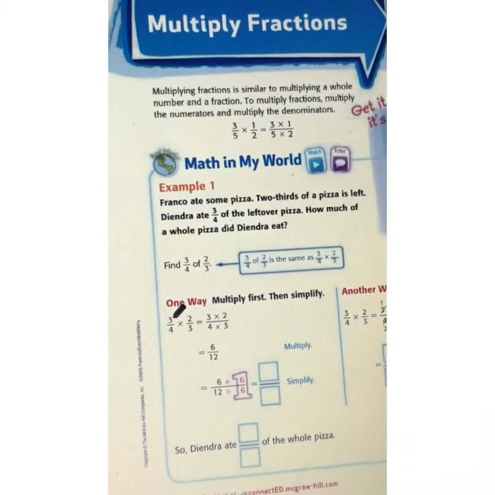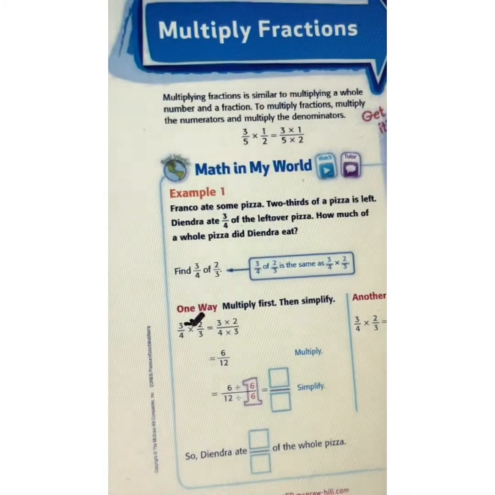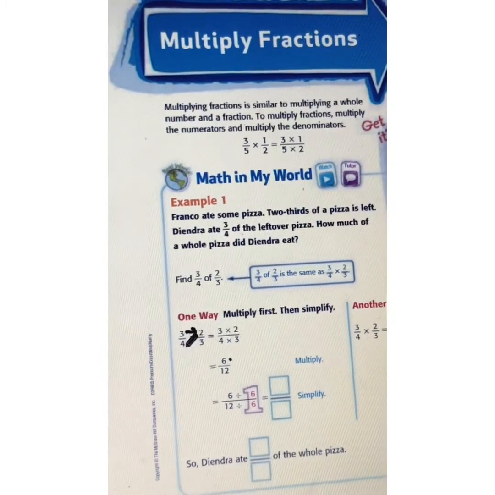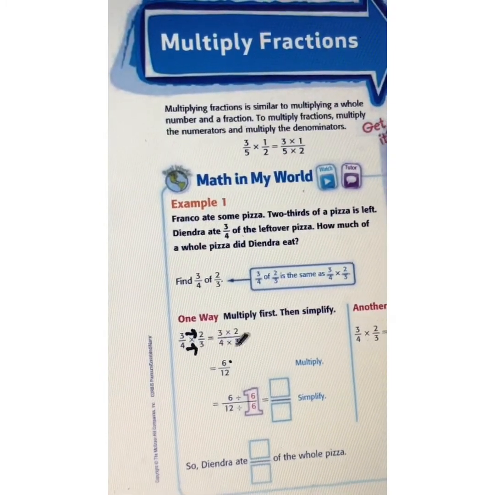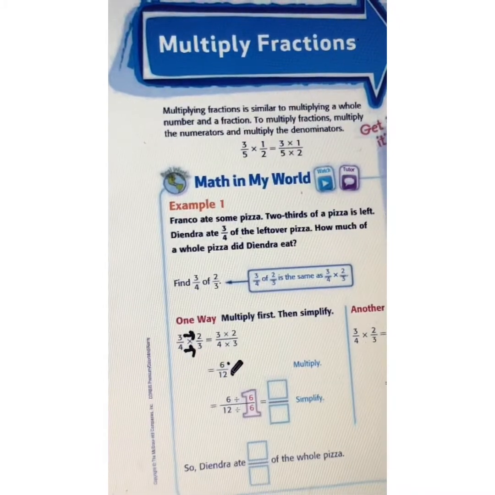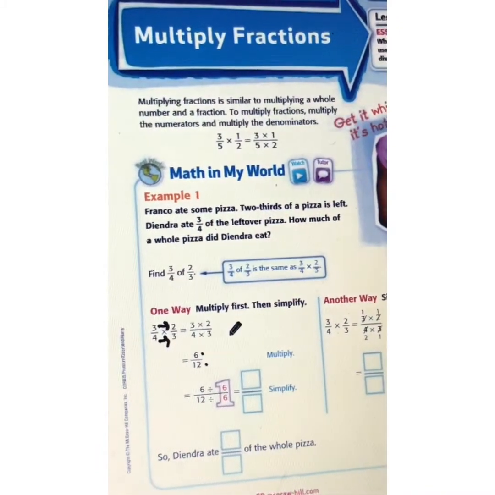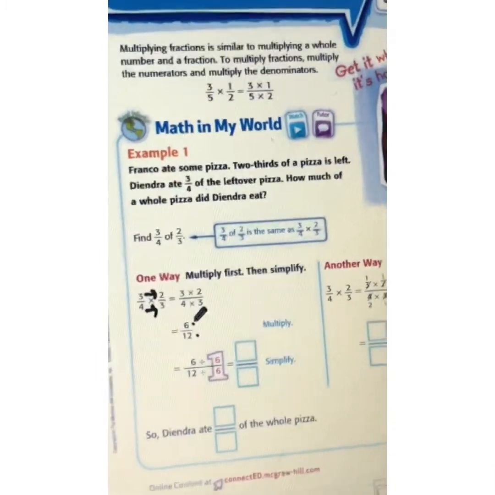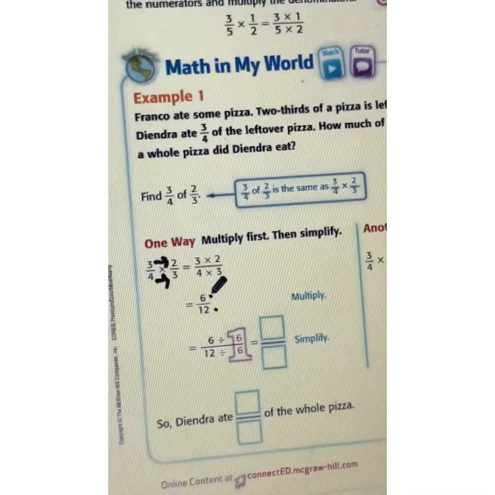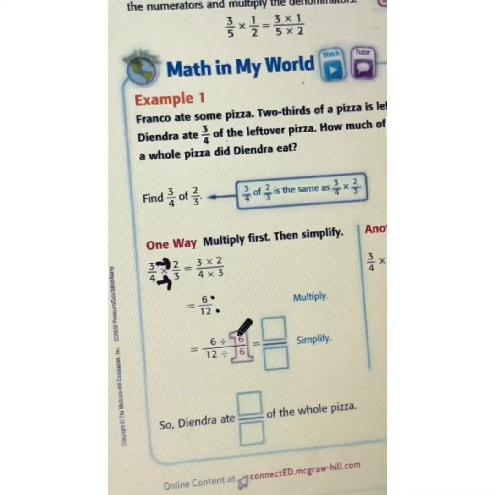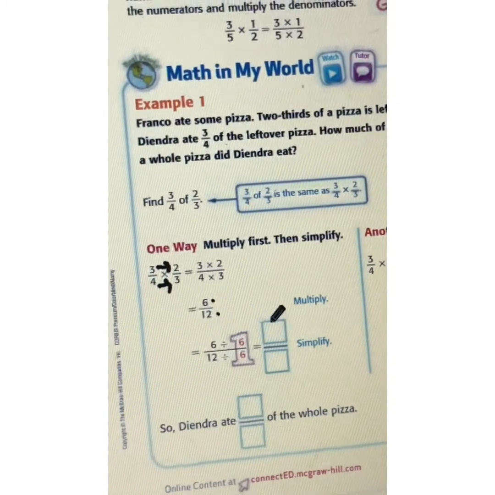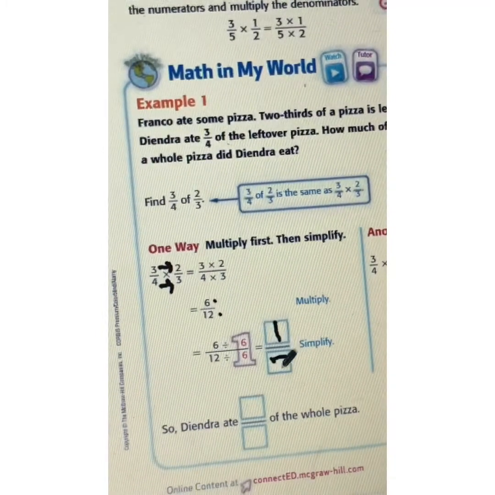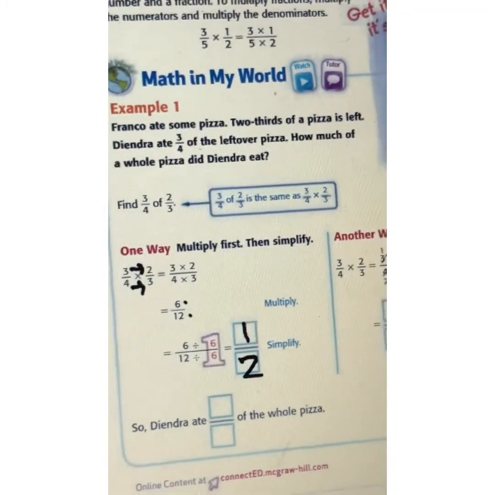First is multiplying the numerator with the numerator. 3 times 2, we will get 6. And then denominator to the denominator. 4 times 3 will get 12. After that, we will get the GCF. As we all know, the GCF of 6 and 12 is 6. That's why you can see here we divide both sides by 6. 6 divided by 6, that's 1. 12 divided by 6, that's 2. And then that's the answer.